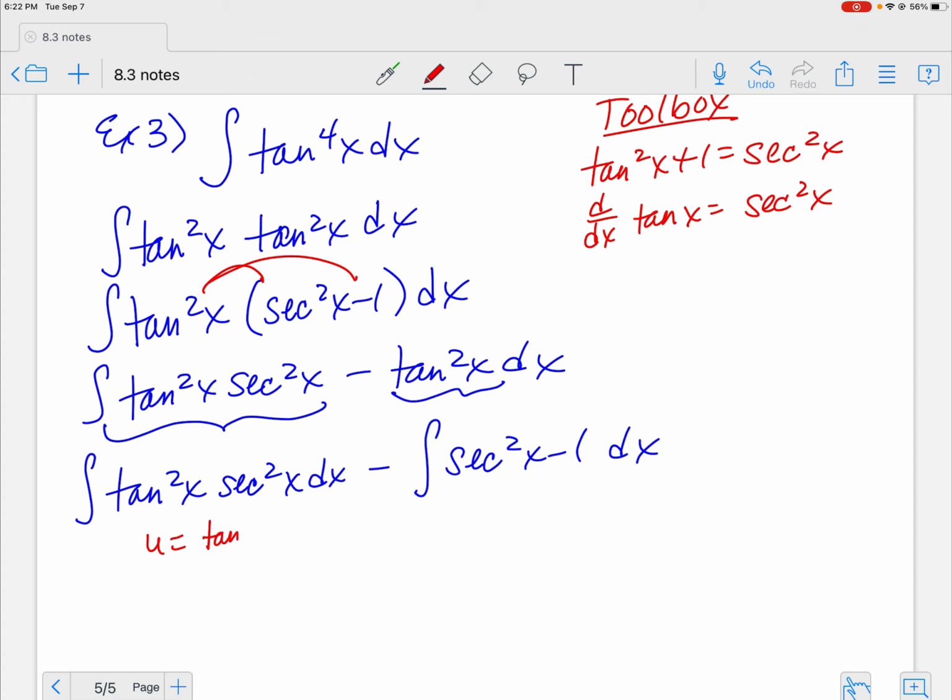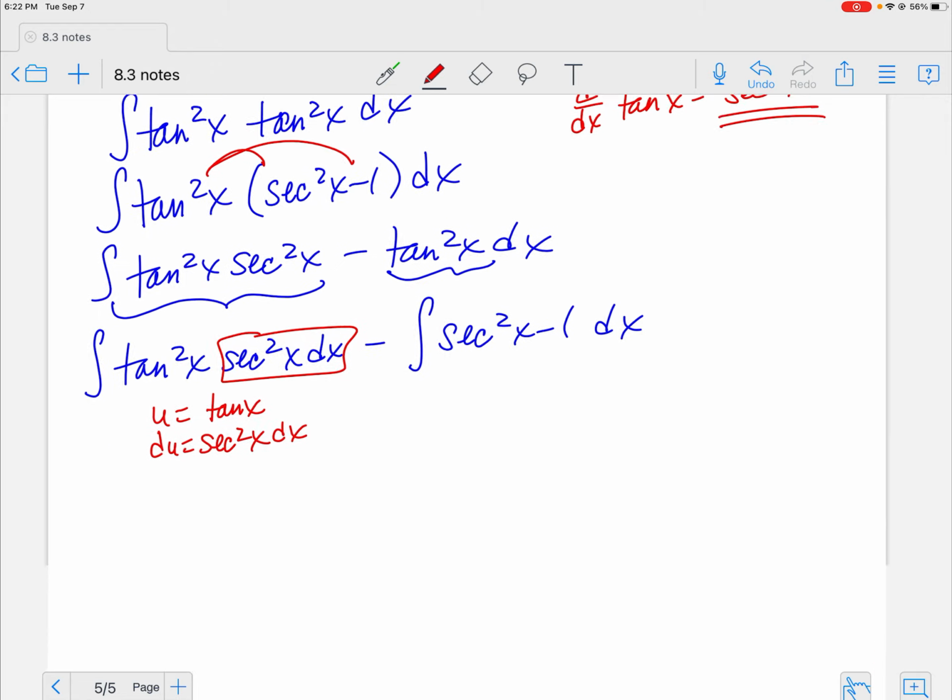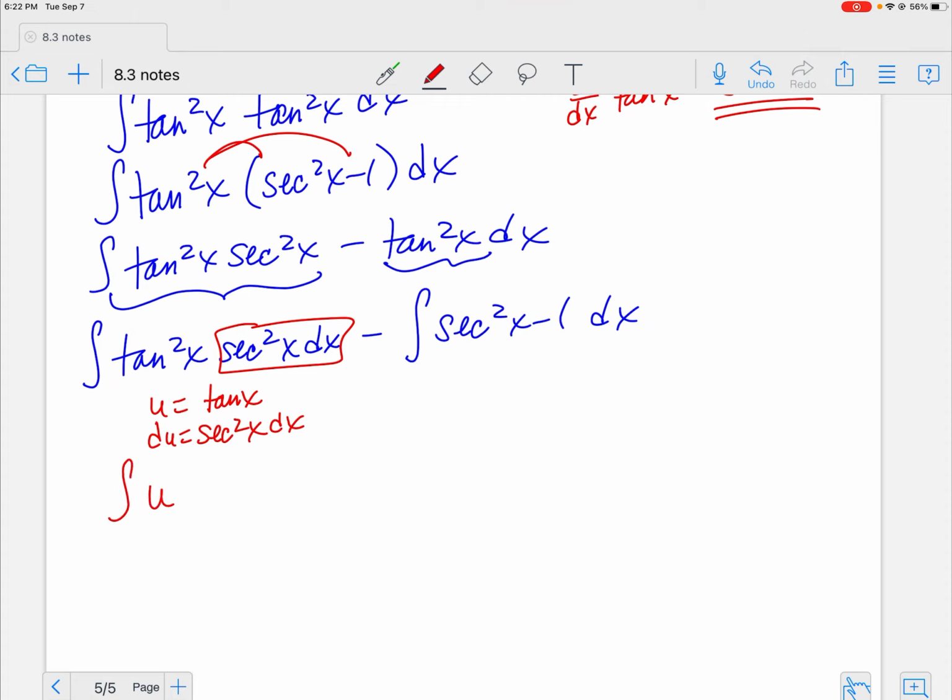If I make a u tangent x on this side, my du is the secant squared. There's my du because of derivatives of what we know. Now I have a polynomial again. I am integrating u squared du, so I've got a 1/3 u cubed plus c, and I know that's tangent. 1/3 tangent cubed x plus c.